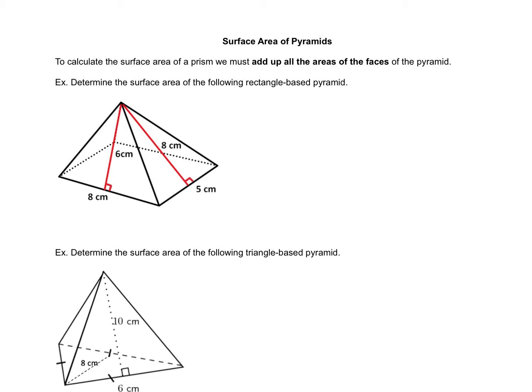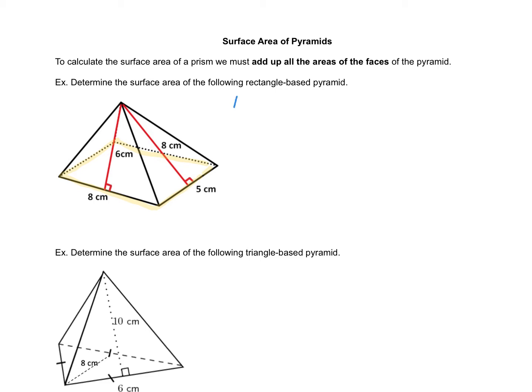In terms of the shapes we see, I see that we have a rectangle on the bottom, and then I have two types of triangles, the 8 by 6 and the 5 by 8. But in total, I have 4 triangles in total, 2 of each. So when I find the surface area, I like to split it up.